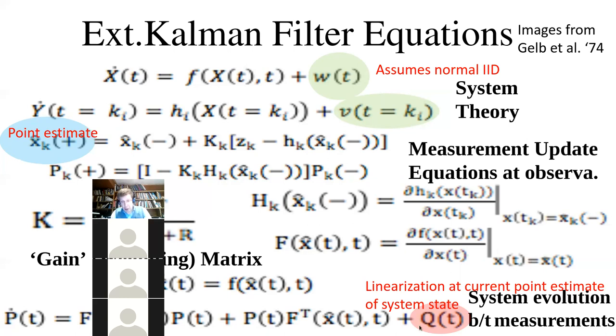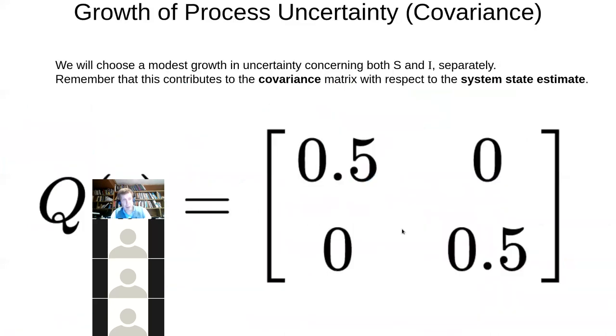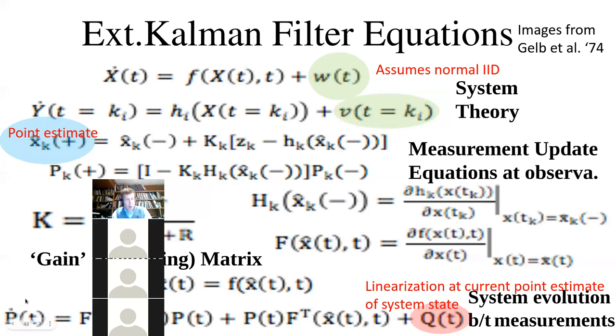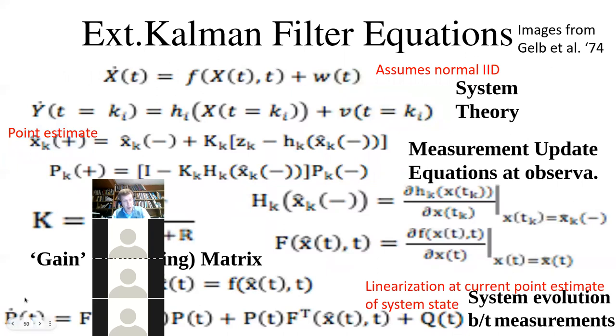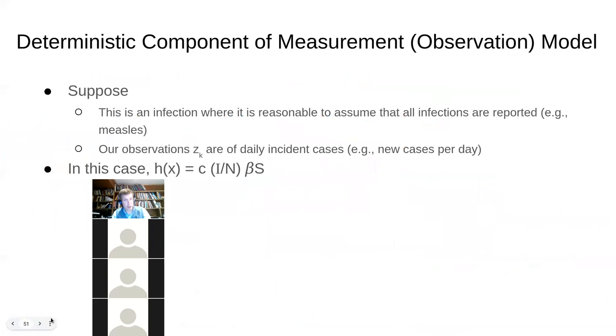But we need to specify Q, how quickly uncertainty accumulates with respect to our state measurement. And we might say, well, okay, we'll assume modest growth in uncertainty on a per day basis. Our uncertainty about S and I will grow, for each of those independently, by 0.5. So every 2 days our variance will grow by one in each of S and I. So that'll be a very modest growth. And this is gonna contribute to this covariance matrix. It'll contribute to how quickly our uncertainty about S and I is growing over time.